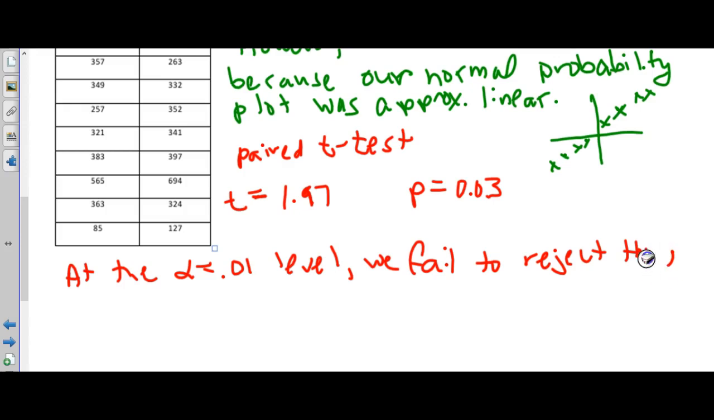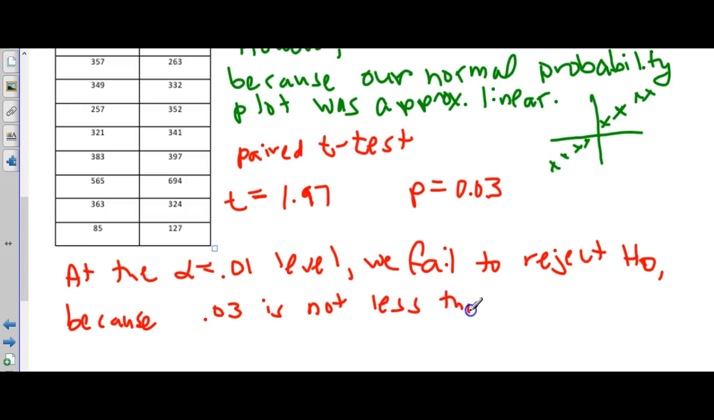Oh, that is really messy looking. Let me fix that. We fail to reject the null because 0.03 is not less than 0.01. You always want to link your alpha level and p-value together like this with a comparison statement like less than, greater than. So 0.03 is not less than 0.01. And so what's the conclusion?